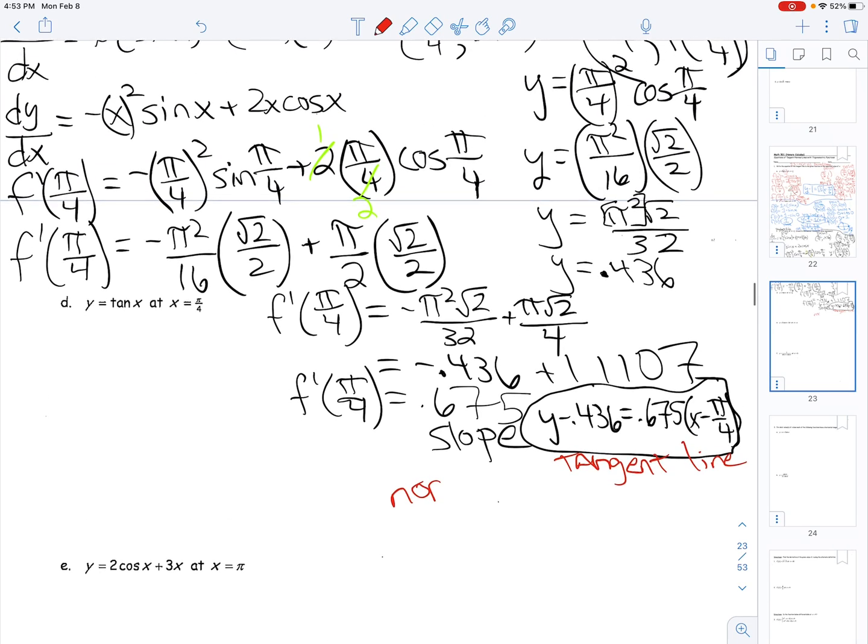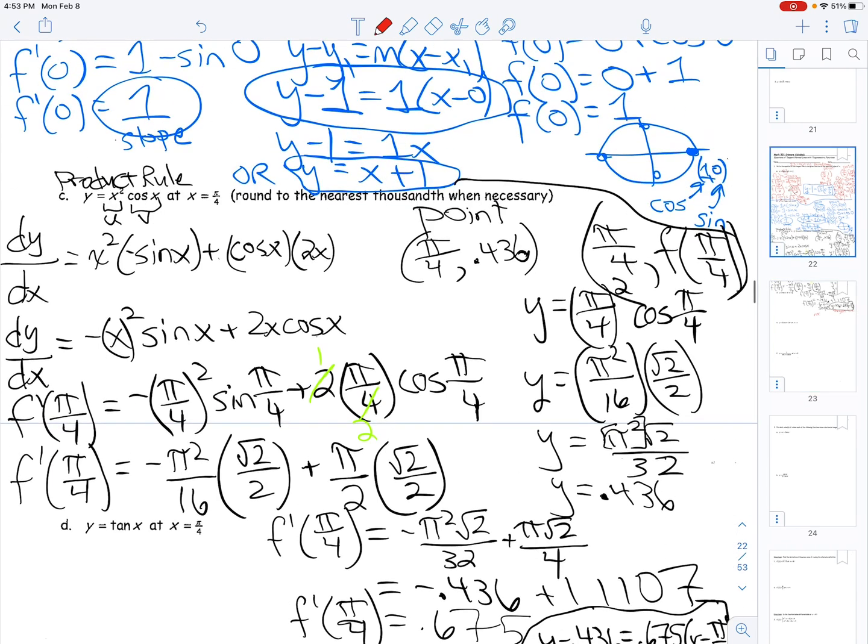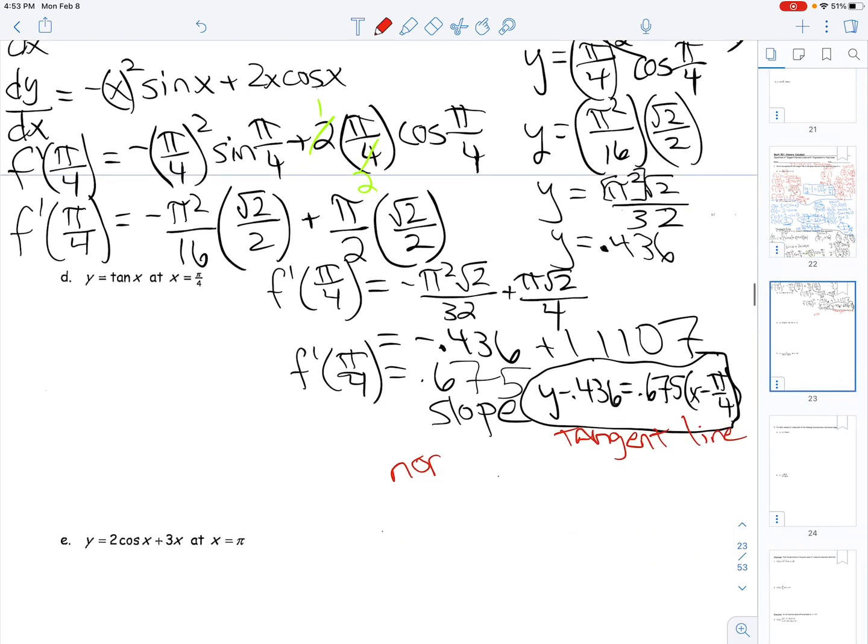Once you got the equation of the tangent line, do you remember what you did to get the equation of what they called the normal line? So I'm going to work off of the last question that we did last time. What page was that on? Page 20 maybe? I don't know. Page 20.